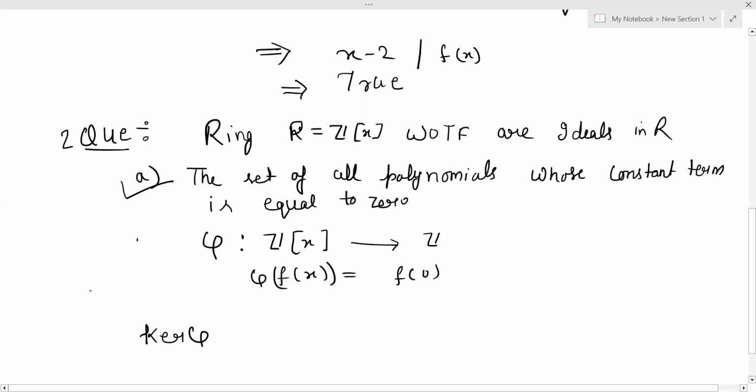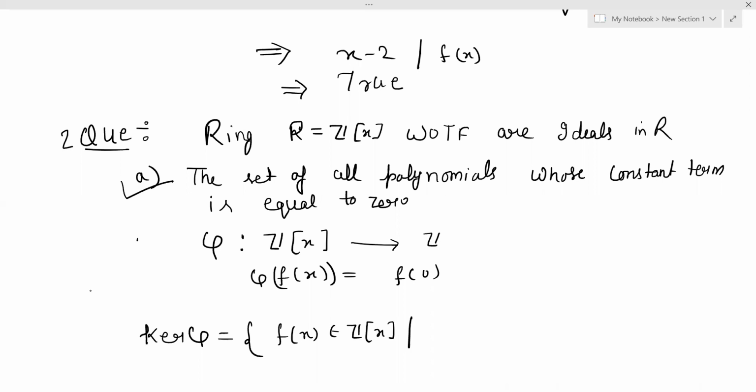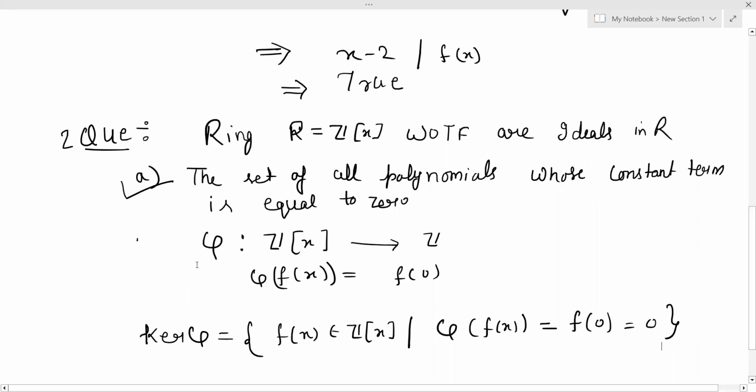Can you see now or not? f(x) belongs to Z[x] such that phi of f(x) is equal to f(0) equals 0. So now can you see this is the same as the set of all polynomials whose constant term is equal to 0. If the constant term is non-zero, then f(0) cannot be 0, right? It will be some a0. So the kernel of phi is an ideal, therefore you conclude.